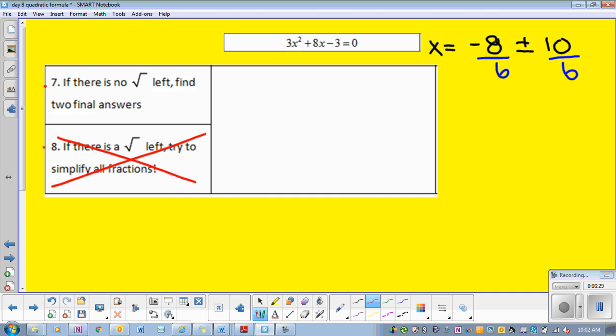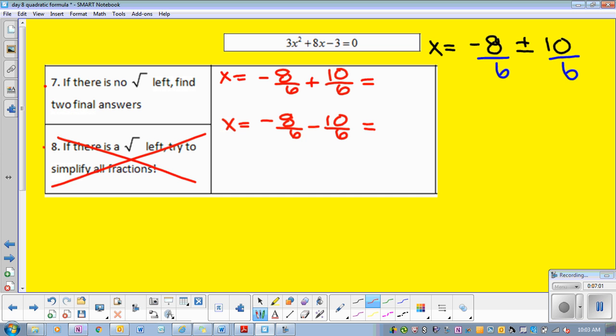It says find your two final answers. What does that mean? This plus or minus means you're actually doing two different operations. So you have x equals -8 over 6 plus 10 over 6. And you have x equals -8 over 6 minus 10 over 6. Does that make sense? And you have to simplify. You have to do the step.